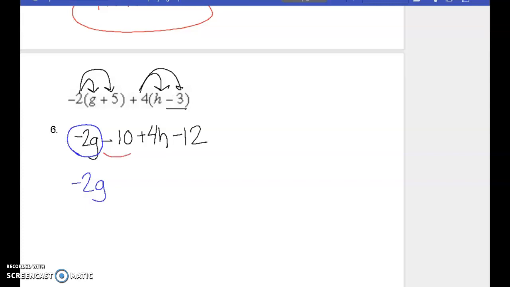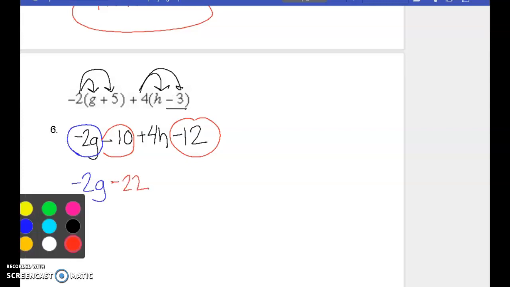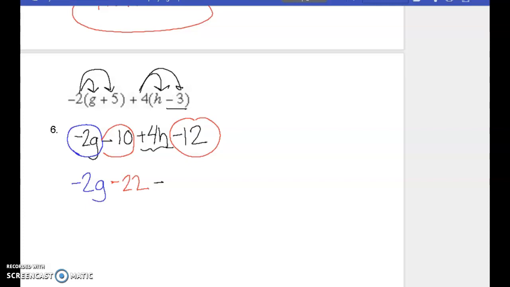Now let's come here. I got a constant, negative 10. Oh, here's my other constant, negative 12. Notice the signs are the same. So we're going to keep the sign, add them together to get 22. And then we're left with just plus 4h. There's no other h's, so we're just going to bring this down. This right here is as simple as it gets. Negative 2g minus 22 plus 4h.